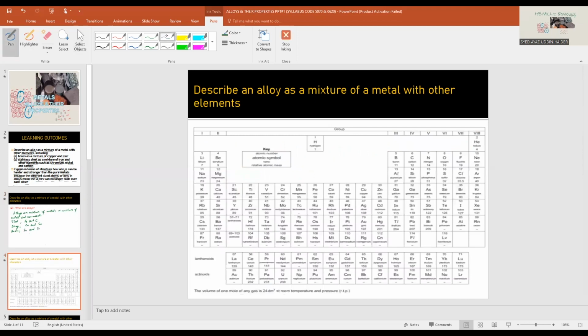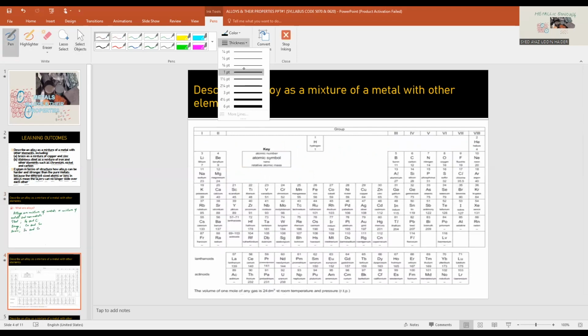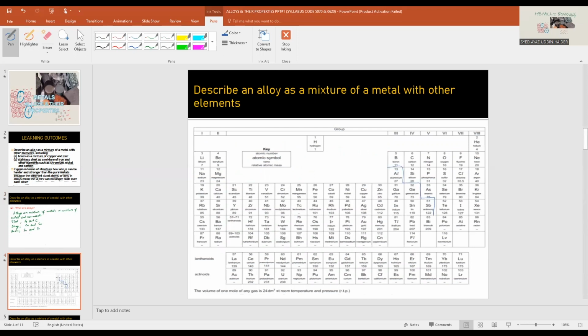Recall the position of metals in the periodic table. Remember, it is below the staircase line like this. This is a staircase line. And here we have metals. We also know that above the staircase line, there are non-metals.